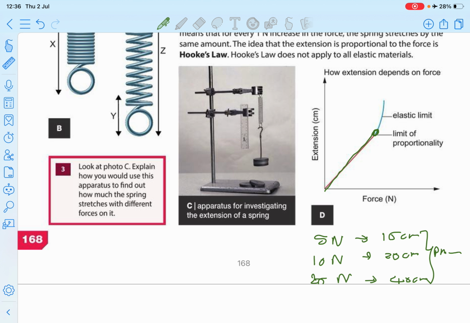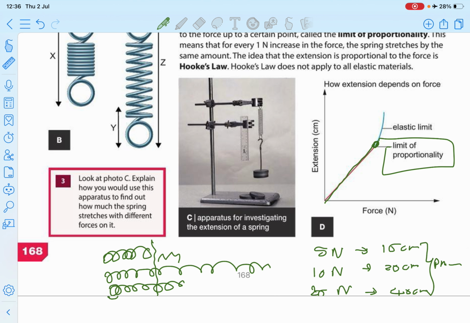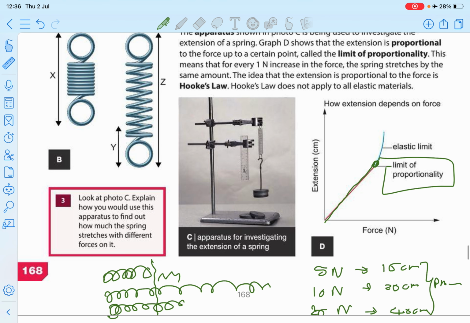After that, what happened? Now think about, if you stretch a spring more than the proportional limit, then it will not return to the original shape. This is a spring, you stretch to here and you release it, then it comes back to the original size. But after you stretch more than the limit of proportionality, the spring will never come to the original shape. There is some gap. That is the idea of the limit of proportionality, this point.